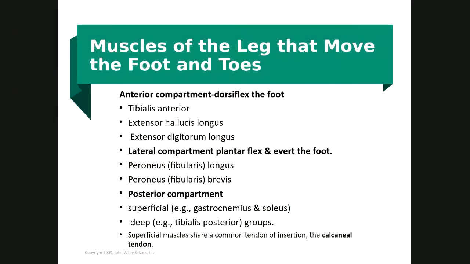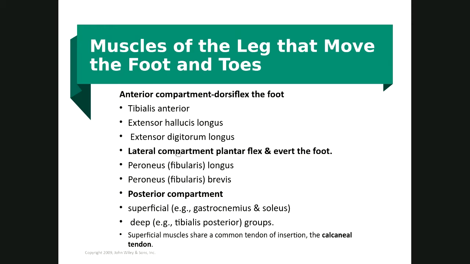So let's move on down. We'll talk about the muscles that move the foot and the toes. We divide these up into 3 compartments. The anterior compartment includes 3 muscles: the tibialis anterior, extensor hallucis longus, and extensor digitorum longus. In this anterior compartment, all these tendons are extensors. Hallucis means the big toe. Digitorum includes the toes from 2 to 5.